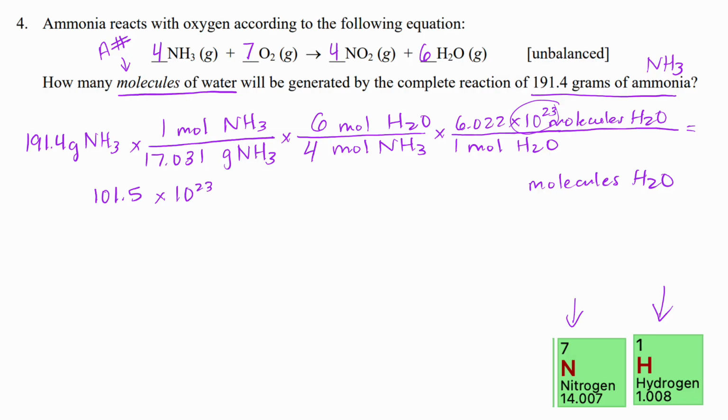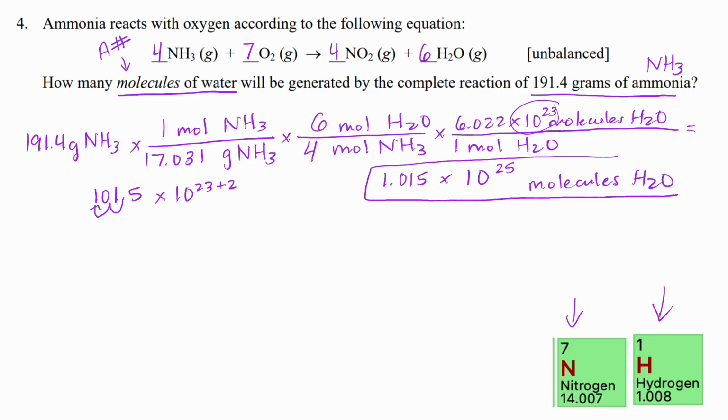Now, from here, we know that this is not scientific notation. So scientific notation has to be a number between 1 and 10. So what we're going to do is make this bigger number smaller by moving it 2 decimal points to the left. And now we have a number between 1 and 10, 1.015. And since we made a big number smaller, we're going to add 2 to that exponent. So it's going to be 10 to the 25th. So our final answer is 1.015 times 10 to the 25th molecules of water.